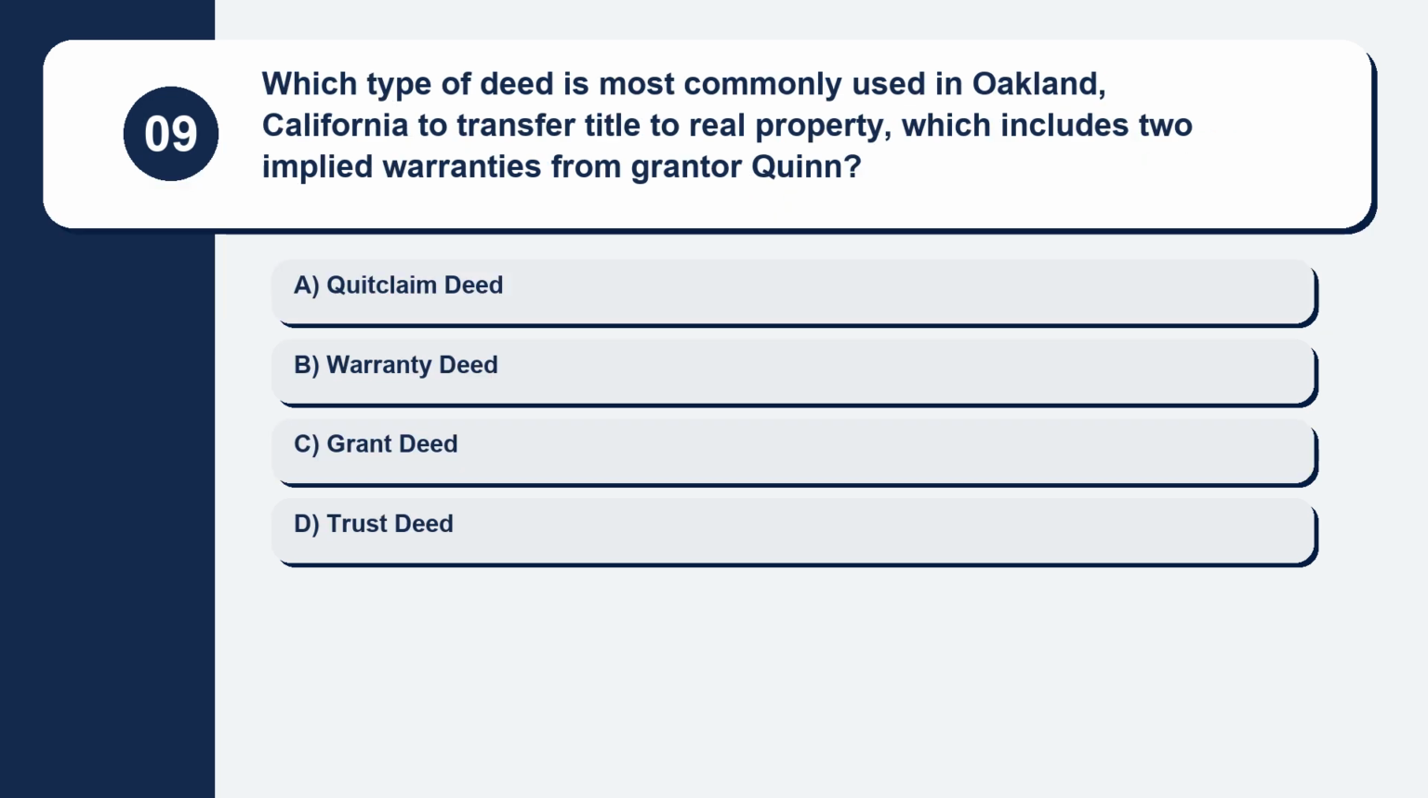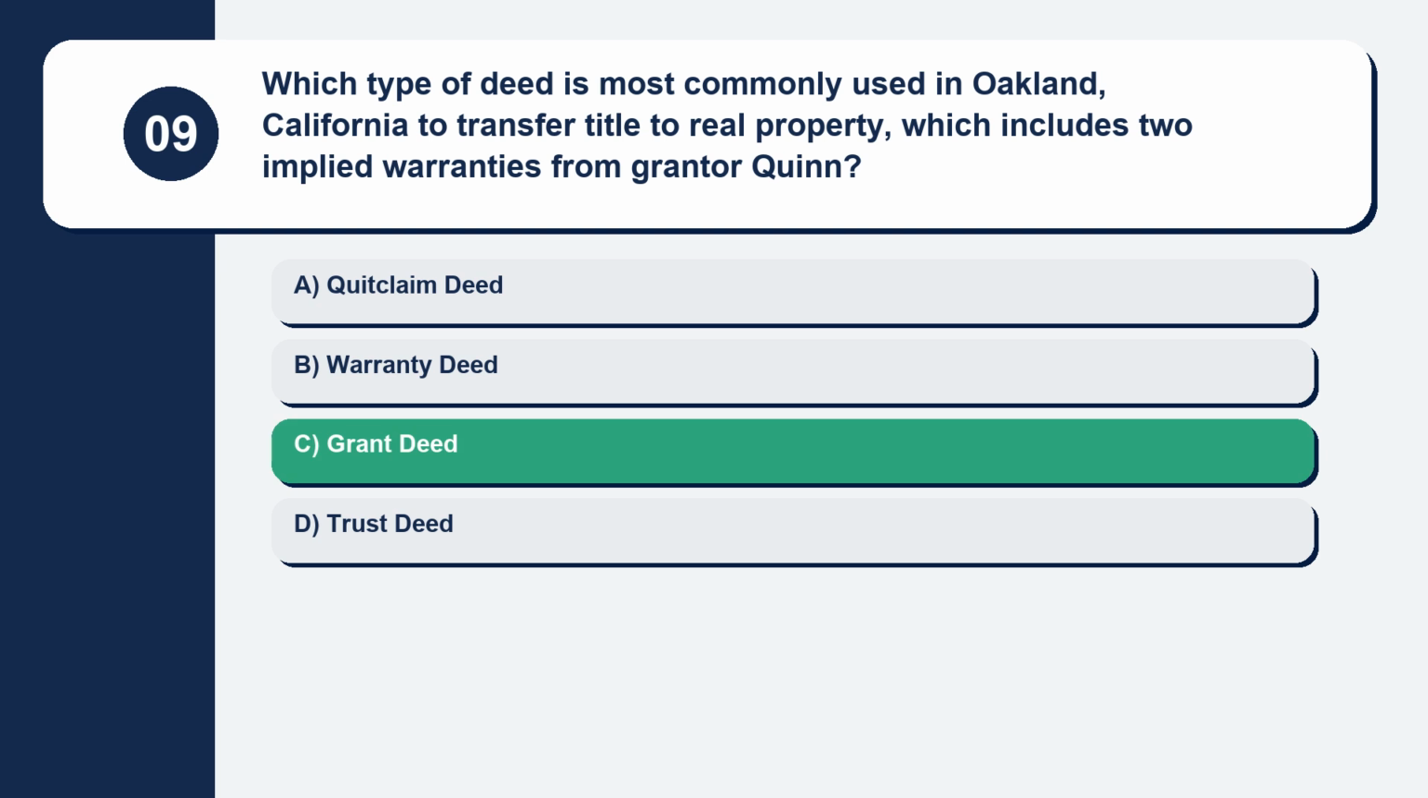Question 9. Which type of deed is most commonly used in Oakland, California to transfer title to real property, which includes 2 implied warranties from grantor Quinn? Here are your options. Option A, quitclaim deed. Option B, warranty deed. Option C, grant deed. Option D, trust deed. The correct answer is option C, grant deed.